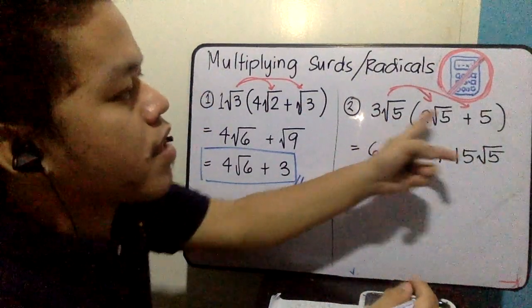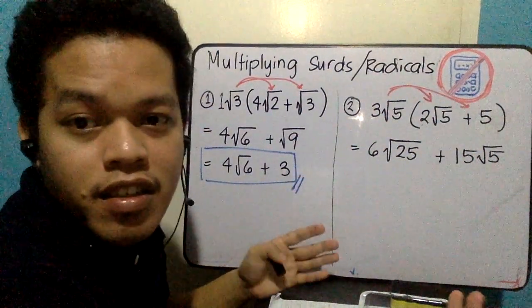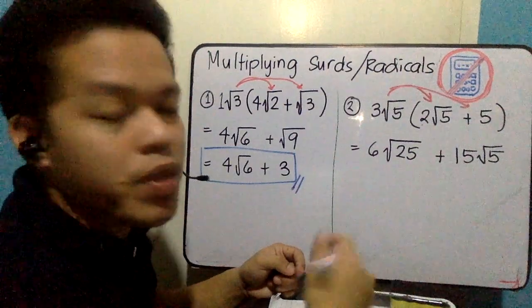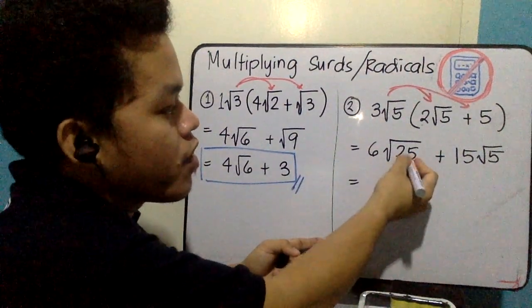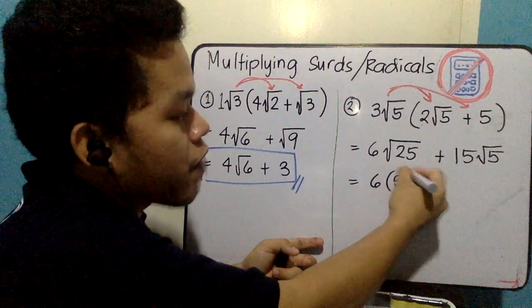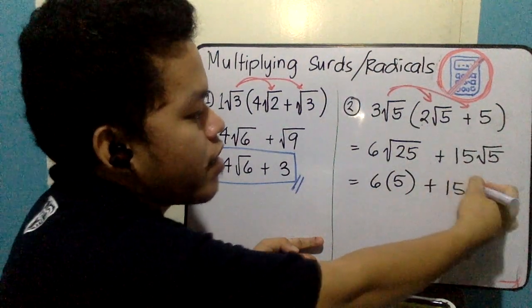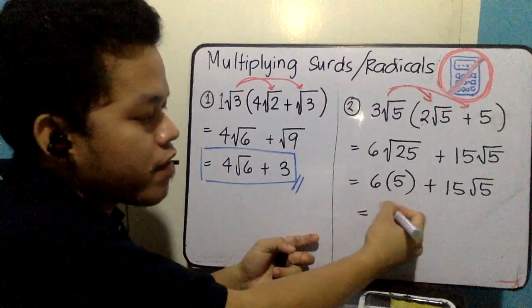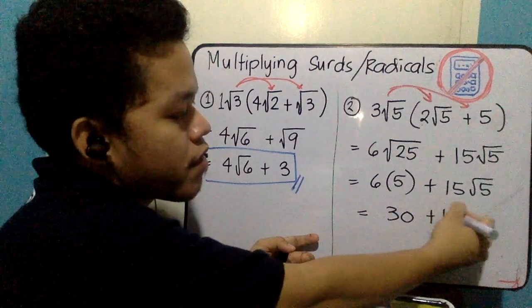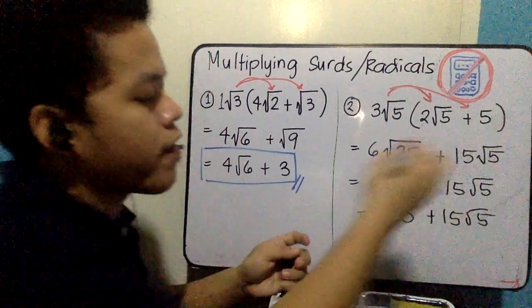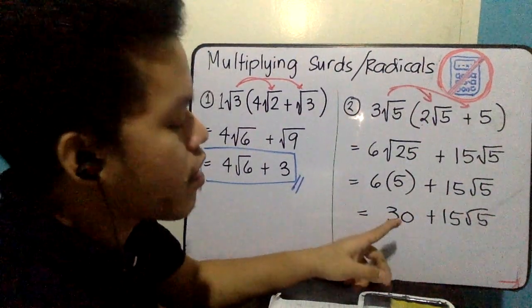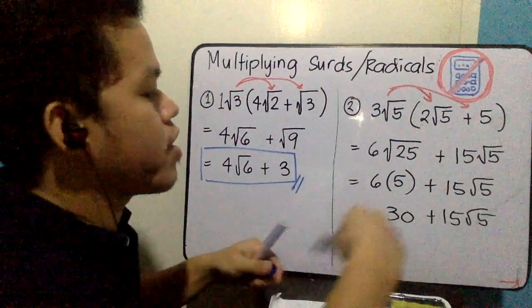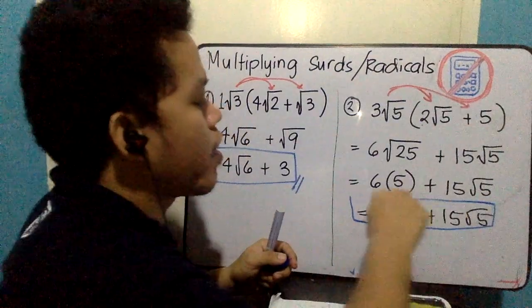So just imagine 3x times 5. 3x times 5 is 15x. So we just represent square root of 5 by x. What we can do here is simplify this further. Square root of 25 is equal to 5. Then we can simplify this 6 times 5, which gives us 30 plus 15 square root of 5. We cannot combine a constant and an expression with a radical. So therefore, your final answer is 30 plus 15 square root of 5.